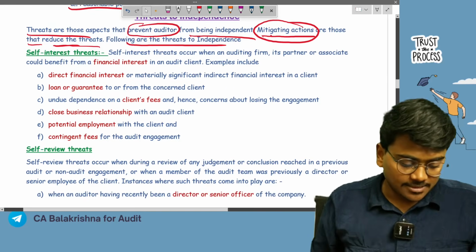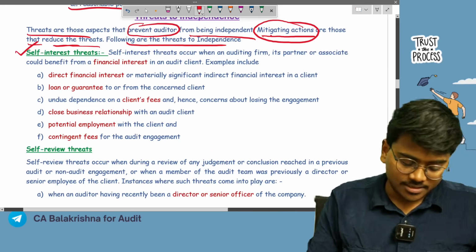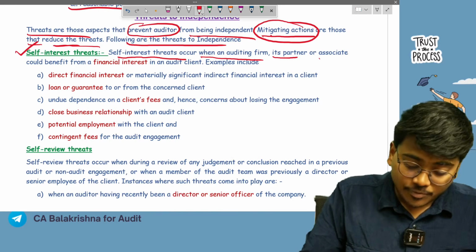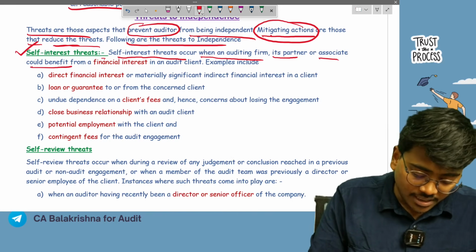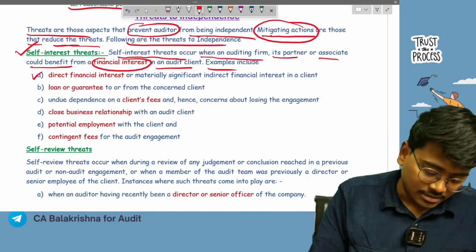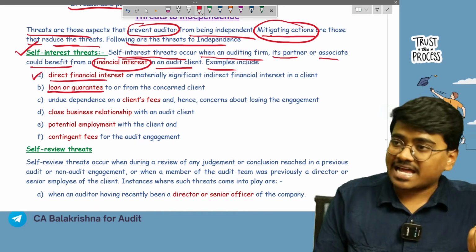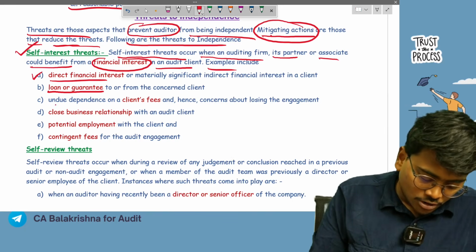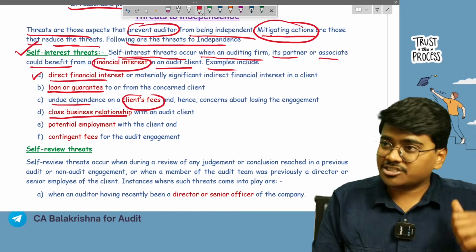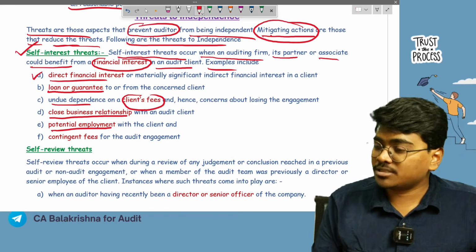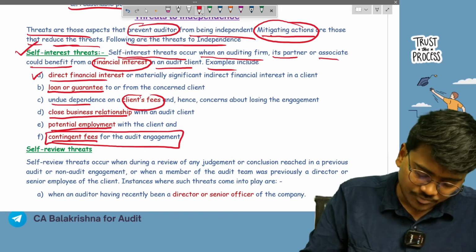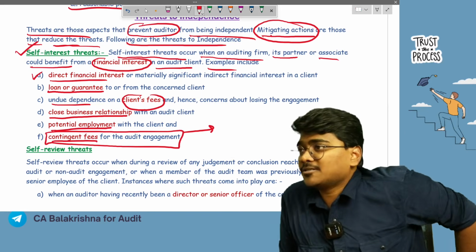So the first threat is self-interest threat. Self-interest threat occurs when an auditing firm, its partner or associate could benefit from a financial interest in an audit client. Examples include direct financial interest, loan or guarantee to or from the client, undue dependence on client's fees, close business relationship, potential employment, contingent fees. This contingent fees we haven't discussed, right? What is meant by contingent fees?